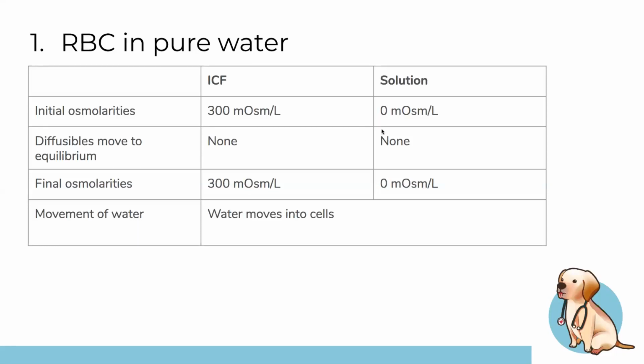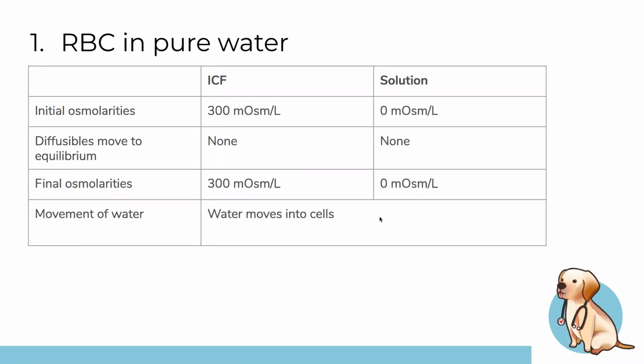And then see if any of the solutes in either of them are diffusible. So nothing will ever move out of the red blood cell. So you're just looking at the solution at that point, if anything is going to move into the red blood cell. And in the case of pure water, nothing's going to move in. So nothing happens at that stage. And then double check the osmolarities. And so red blood cell is still 300 and the solution is now 0 still.